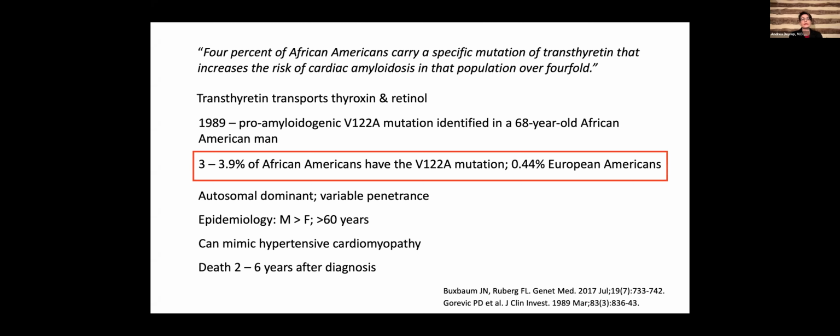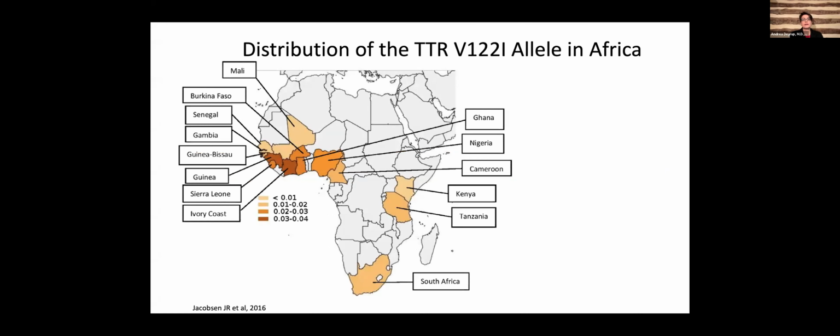Now, based on the allele frequency, it was thought there might be some sort of founder effect. And we're fortunate that the research has been done to look at the distribution of this allele in Africa. And you can see again that we have a high concentration here in Western Africa and then across Central Africa.